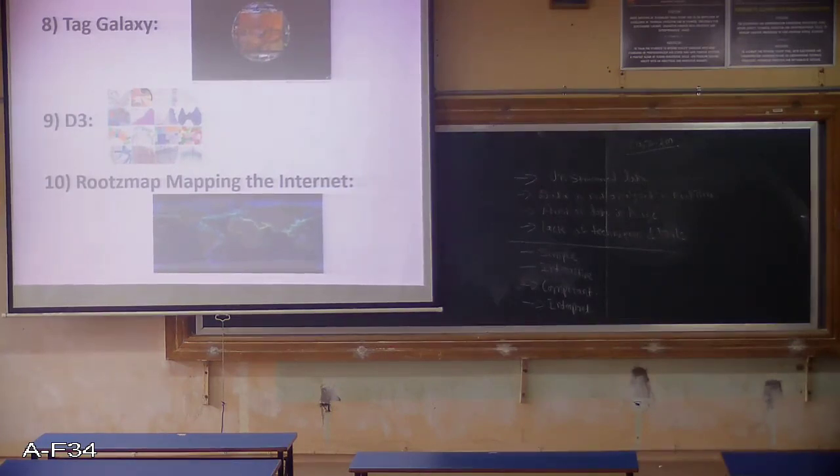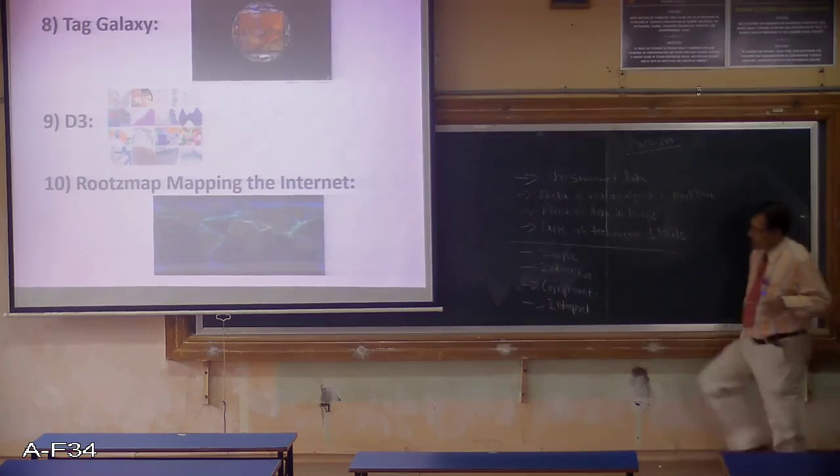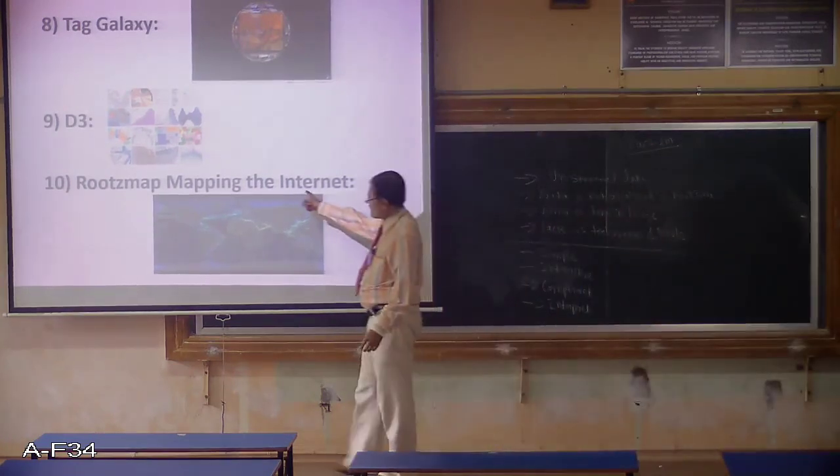Then the next tool, that is the last tool to be considered in this case, is Roots Map, mapping the internet. It is a tool to generate a series of maps on the basis of the data sets provided by the National Aeronautics and Space Administration, that is NASA. Whatever data NASA provides to this software, based on that the internet mapping visuals can be generated using this particular tool.